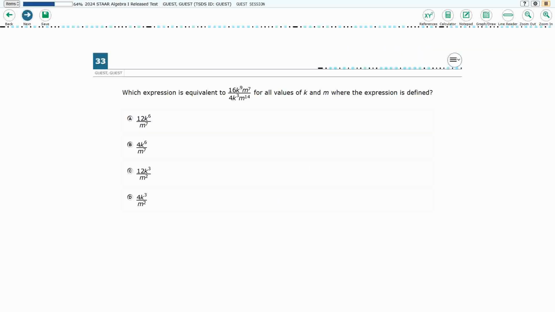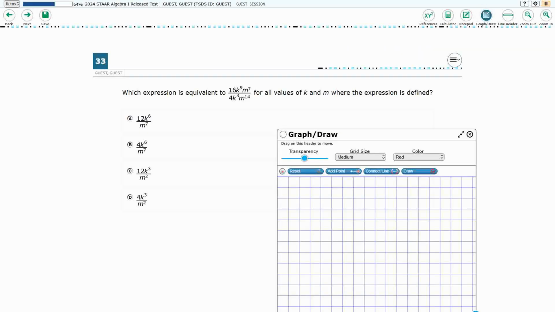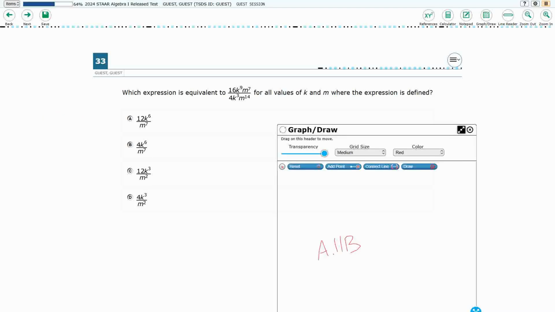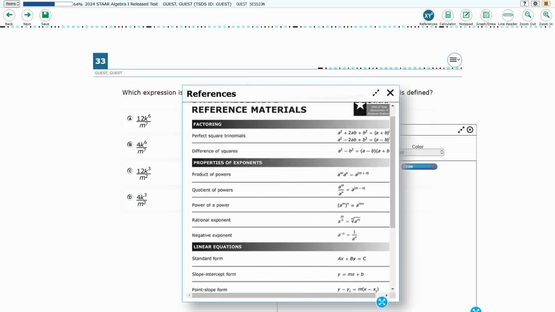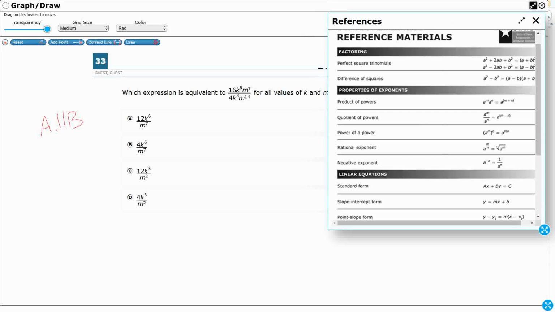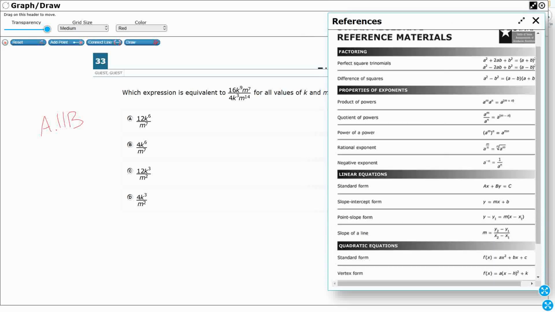Number 33, we are looking at the laws of exponents. This is A.11b. We have an expression here that we need to simplify. Let's go ahead and open up our reference materials, because those are always available for these laws of exponents. Very helpful, so we can just keep it right there.